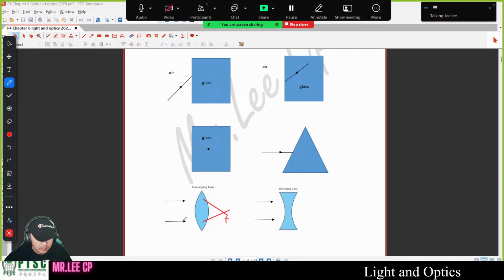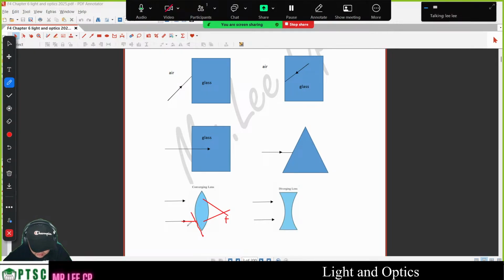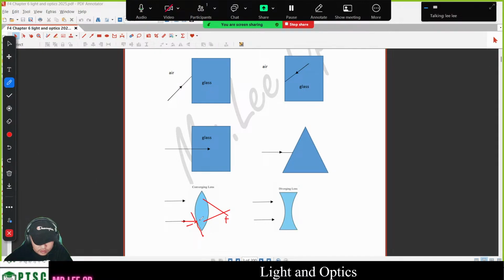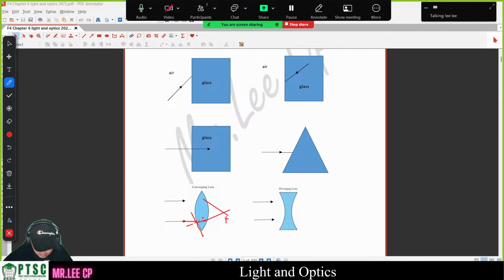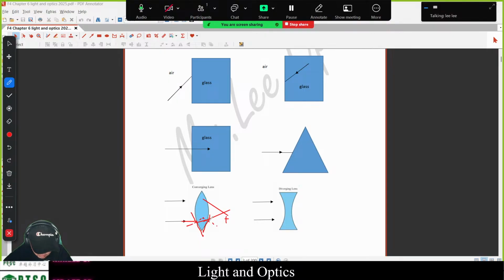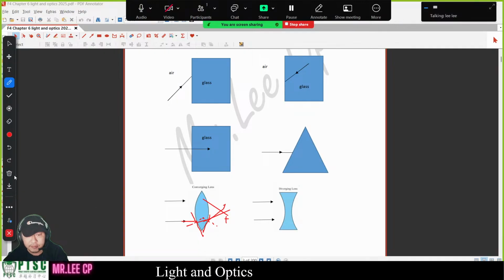Same as here. How does this one work? This is your tangent, this is your normal. It will bend toward the normal. This is your tangent, this is your normal. You bend away from the normal. That's how it happens.